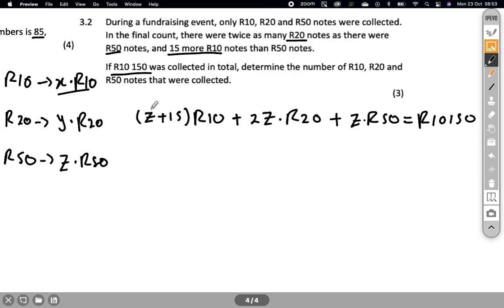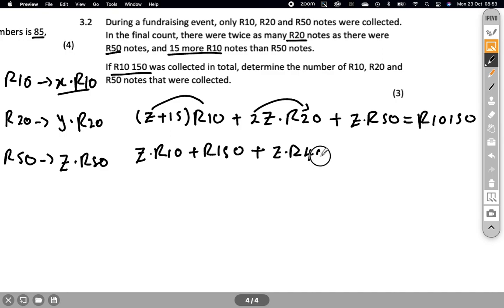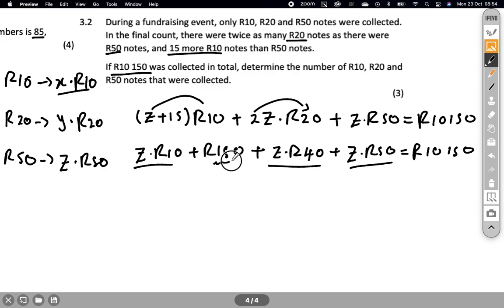So we can now multiply this out. So it's going to be Z times 10 Rands plus 150 Rands plus Z times 40 Rands. So it's the 2 times the 20 plus Z times 50 Rands is equal to 10,150. Now if you look over here, we have like terms, and this one is the same as this one, so we can take it to the other side.